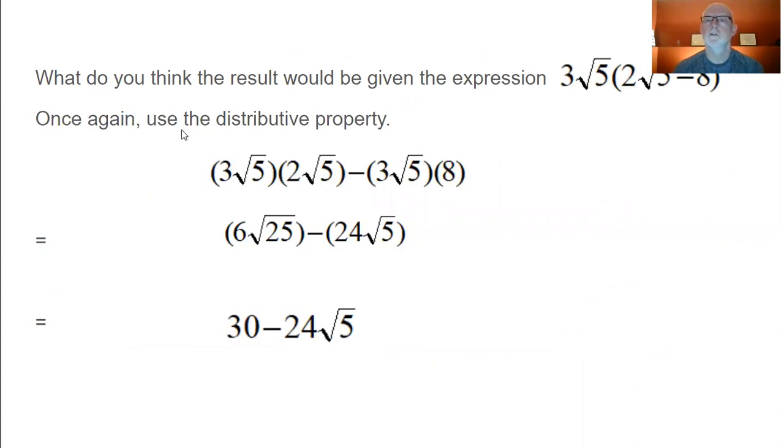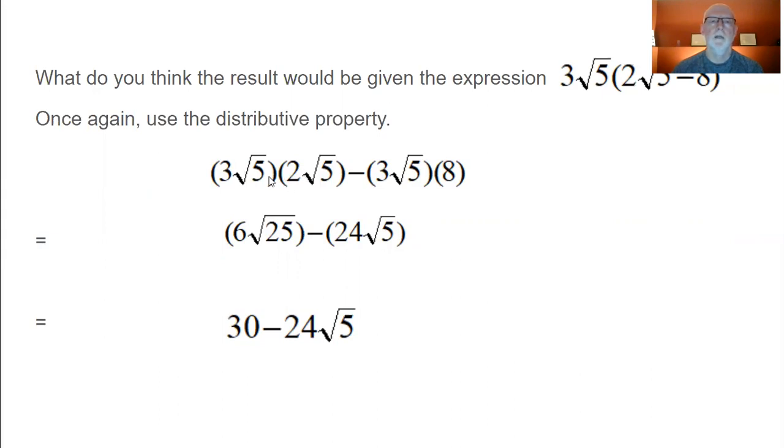So once again, we would use the distributive property. Take the single term, the 3 root 5, multiply it by the first term in the brackets, 2 root 5. Because there was a subtraction sign in the brackets, we put a subtraction sign there. And then 3 root 5 times the second term, or 8.